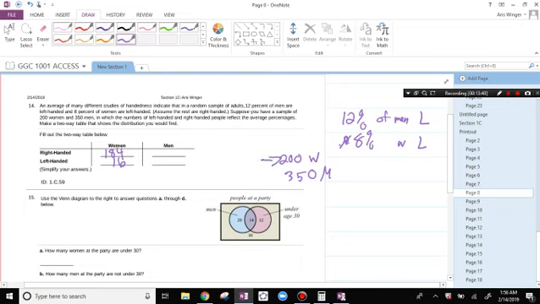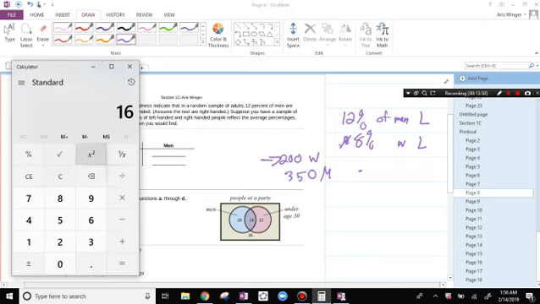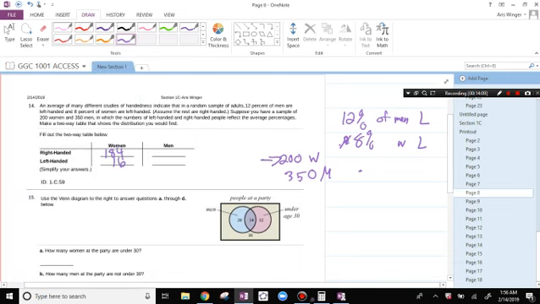What's going on with the men? There are 350 men and only 12% of them are left-handed. 350, 12%, 0.12 times 350 gives 42 men that are left-handed, and that leaves 308 men that are right-handed.